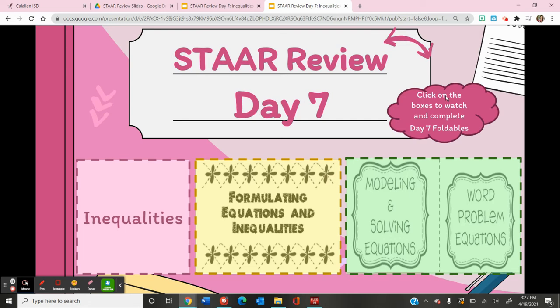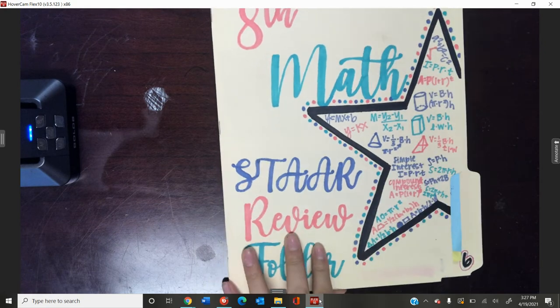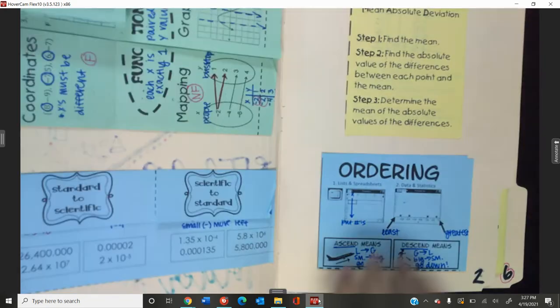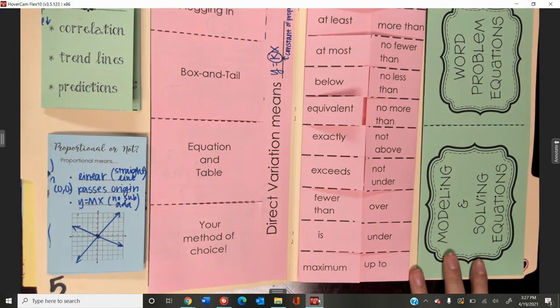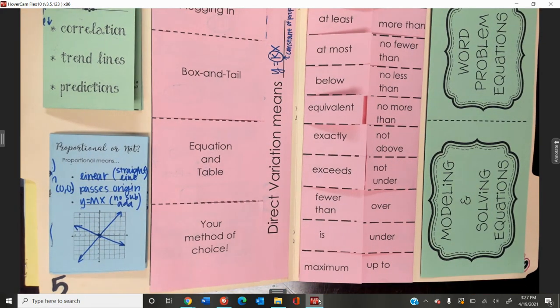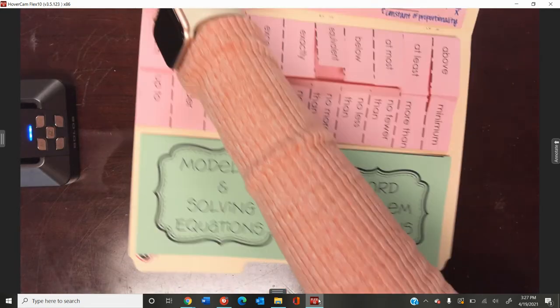Today is day 7 of your STAAR review, and we will be discussing modeling and solving equations as well as word problem equations in this video. So going to your STAAR review folder, you should have already glued this in. If you haven't, you can go ahead and turn to page 6, and your foldable is going to be glued right here. So we're going to start off by looking at modeling and solving equations.